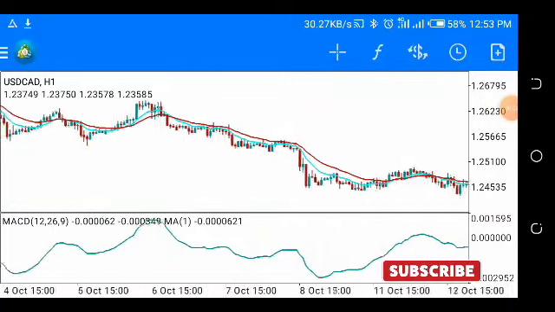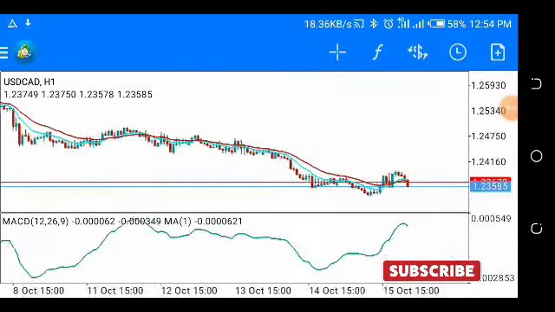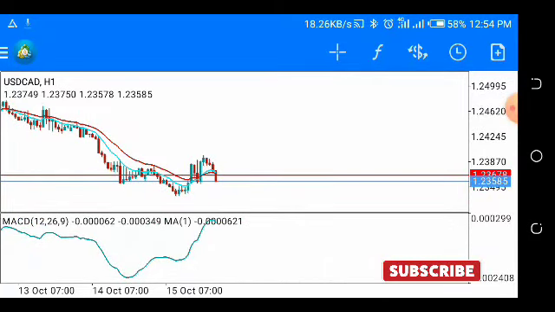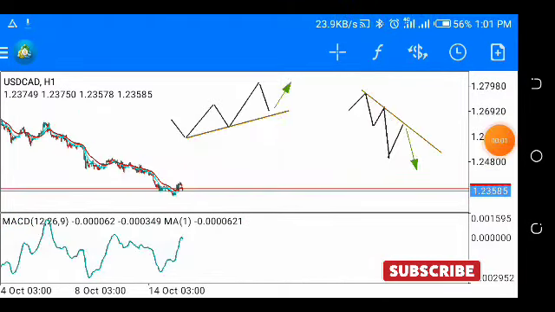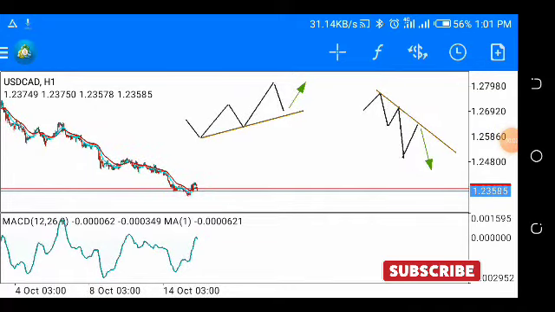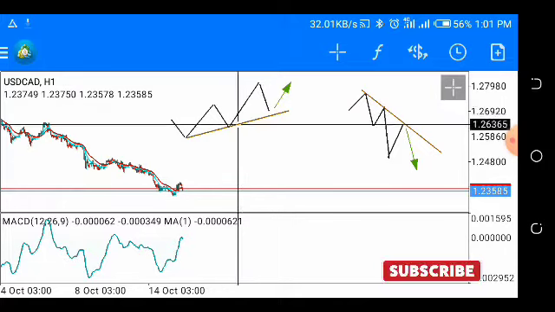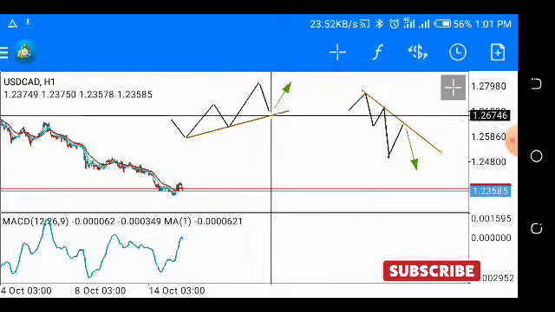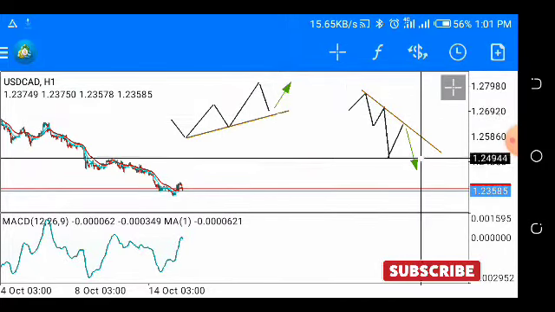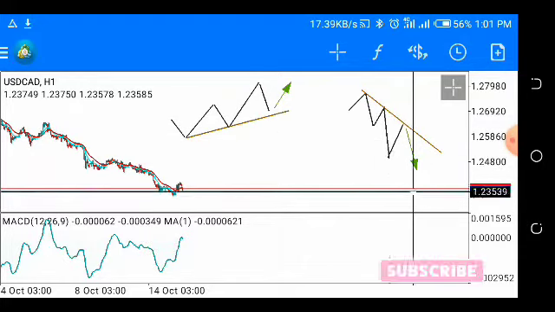This is FX Israel, and today I'm going to show you how to trade with trend lines. So I drew all this stuff to show you how it works. This is the bullish setup, and this is the bearish setup.